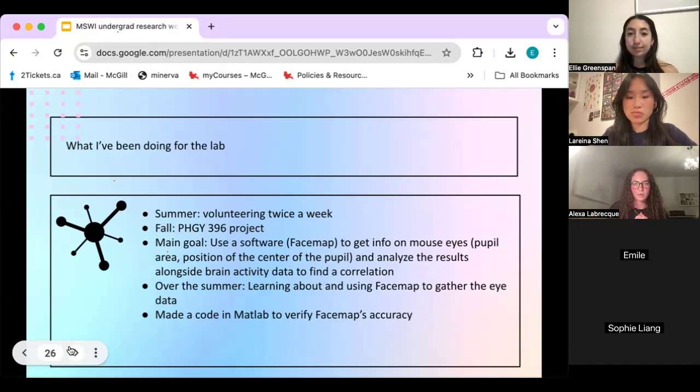And so it started with the volunteering, and then in the fall, I decided to do a 396 project with Dr. Cook. I just continued with that concept of analyzing the eye data and making sure that FaceMap is accurately analyzing the data and finding the pupil, because that's what FaceMap has to do. We give it images and it finds the pupil and gives us an output of data. So you can go to the next slide.